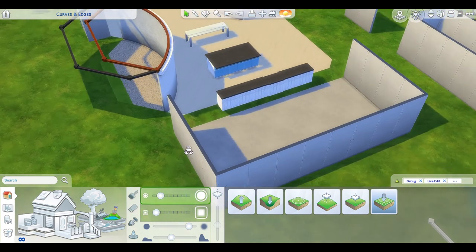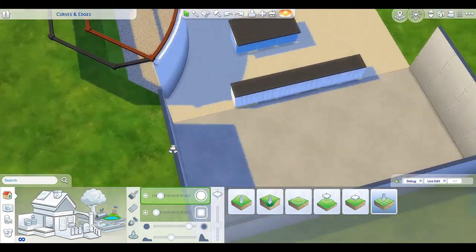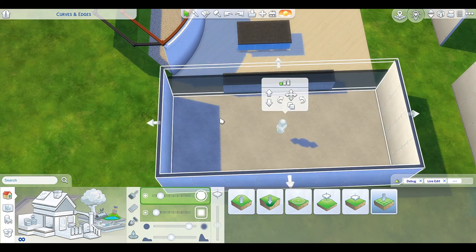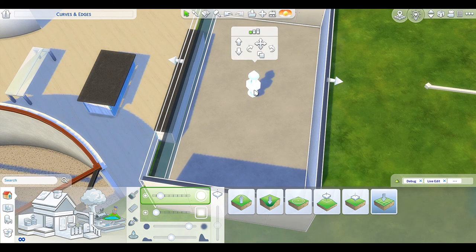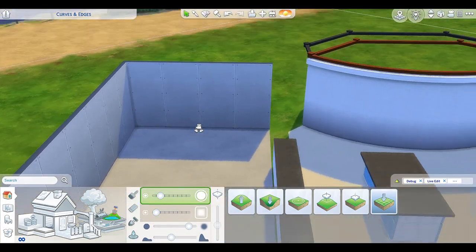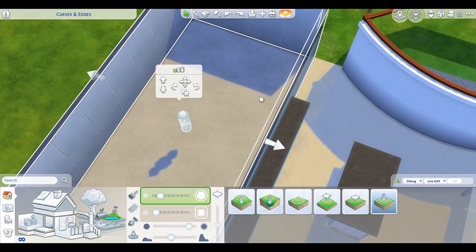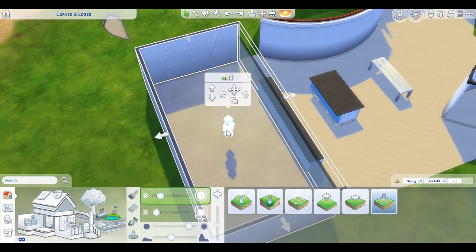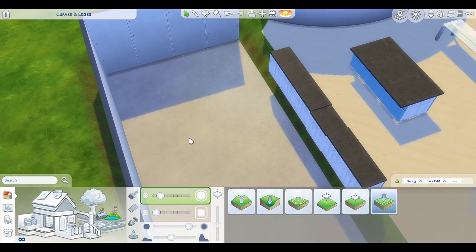Oh. Wait. I was sure that would work. Wait, hold up. How do I do this? This should not be a room. What do you mean it should not be a room? My brain is like, so I do this. What? Why is this disappearing? I am so confused. Why is this happening?